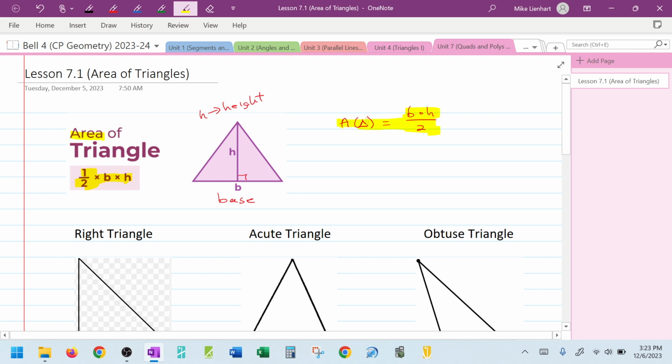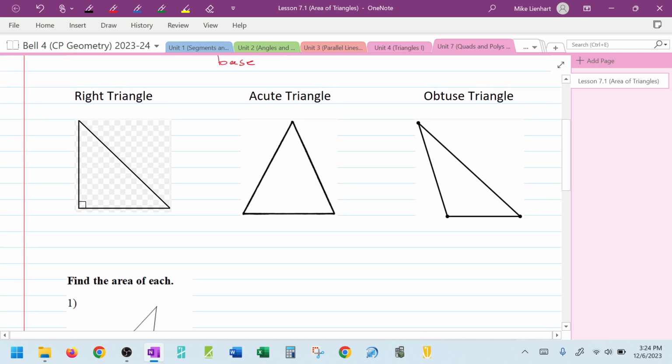All right. Our objective today, three things. Number one, identify where the heights are in the three different kinds of triangles we're going to encounter. Number two, given the base and the height, can I find the area? And number three, given the area and either the base or the height, can I find the missing measurement?